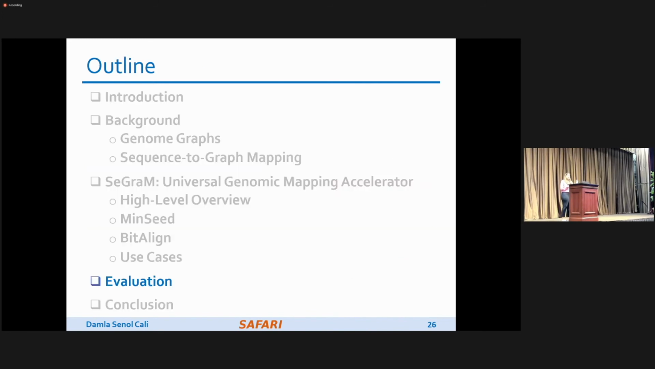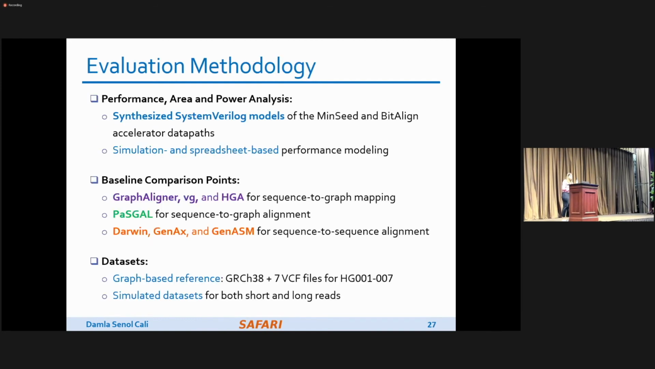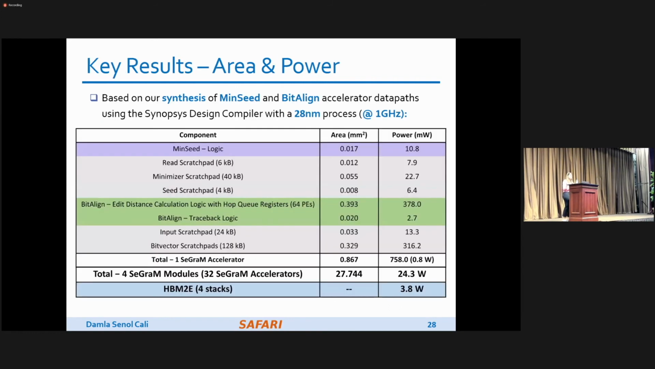Let's look at our evaluation of the SIGRAM design. I won't be able to go into details of our methodology, but you can refer to our paper or we can talk offline. Based on our synthesis of the MinSeed and bit-align accelerator data paths, the total area overhead of SIGRAM attached to all 32 channels is around 28 millimeters square, and the total power consumption is around 28 watts, including the HBM power. And we find that the main contributors for the area overhead and power consumption are the HOP-Q registers, since they constitute more than 60% of the area and power of bit-align logic, and also the bit vector scratchpads.